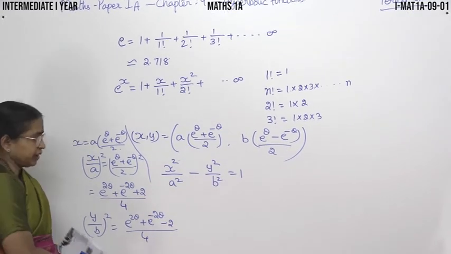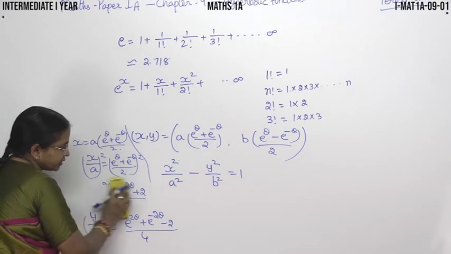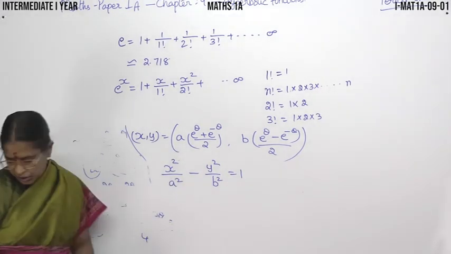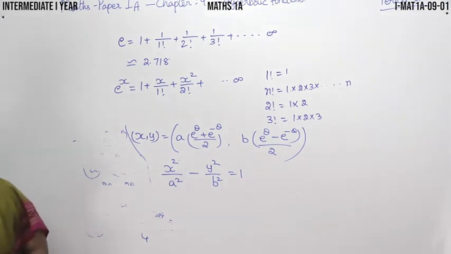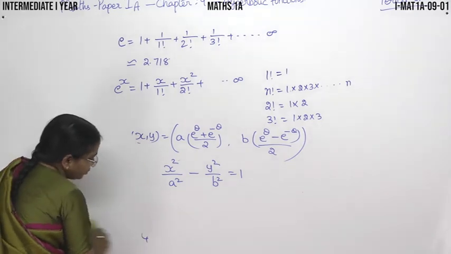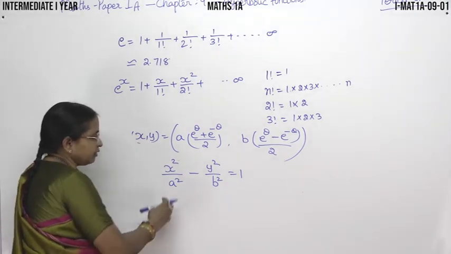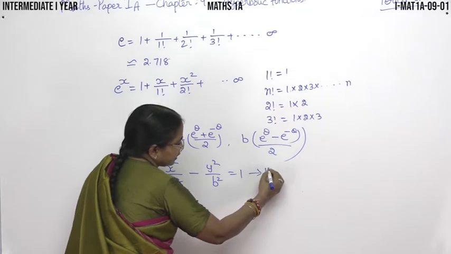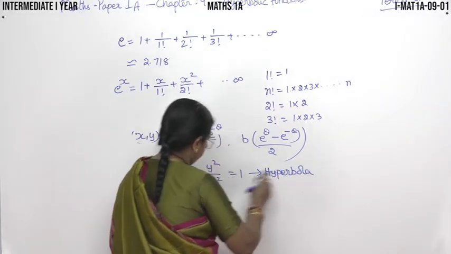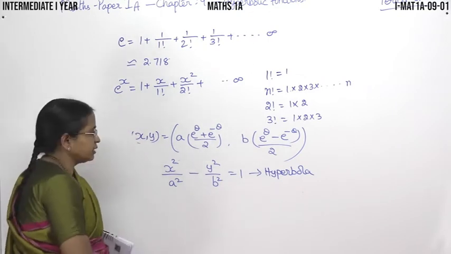So you can verify. This point always satisfies the equation x square by a square minus y square by b square is equal to 1. So this is the equation of a hyperbola, and you will learn about this in detail in second year.